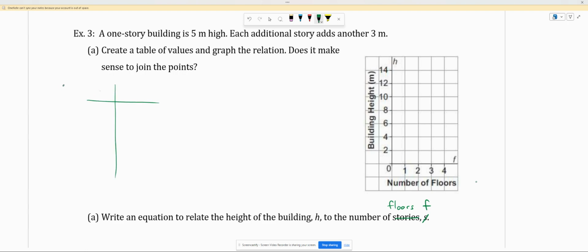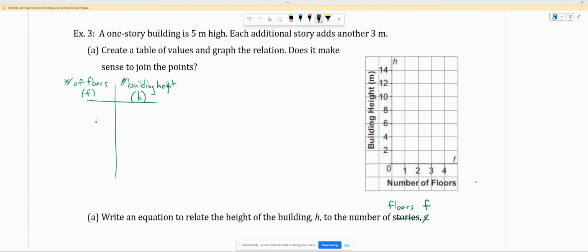So over here on the left, we have the number of floors, because the height of the building depends on the number of floors, and that's going to be denoted with F, as we just mentioned. And then over here, we'll have the building height, and that's denoted by H. Okay. Now, for the number of floors, leave yourself a little bit of room here.